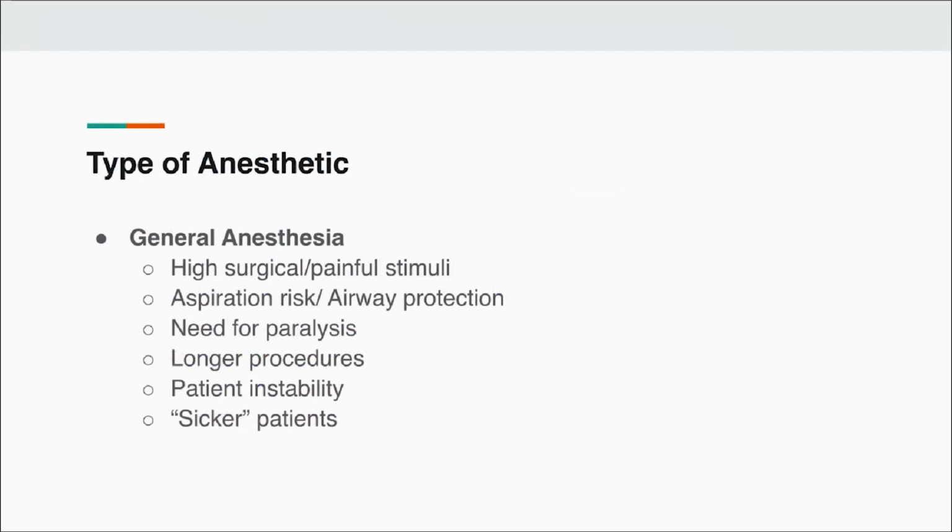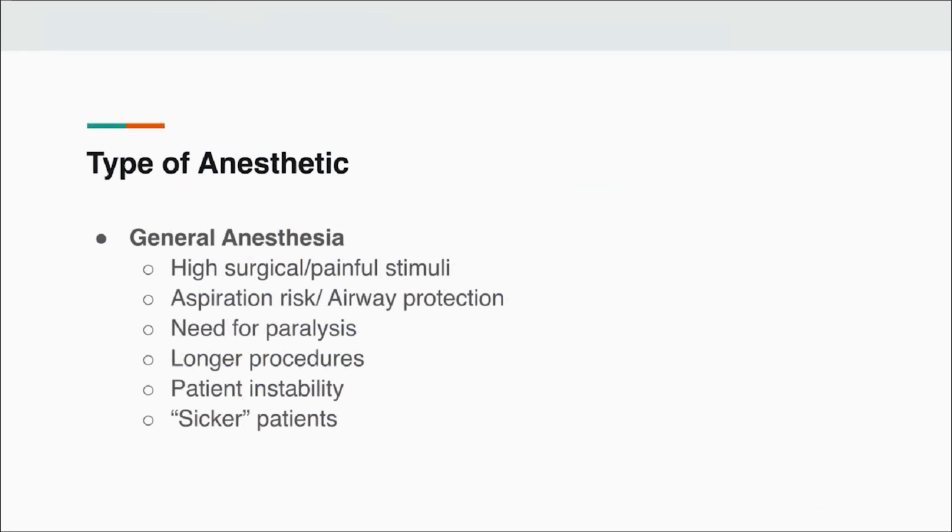Next, we're going to go on to talk about general anesthesia, and this is obviously the hallmark of our practice. So when do we use general anesthesia? Obviously, when there's high surgical or painful stimulus. Also, if it's a small procedure, but the patient is an aspiration risk or needs airway protection, and we'll talk about that later on, but if they can't tolerate a MAC because we're worried about the patient vomiting and aspirating, then we'll lean towards a general anesthetic.